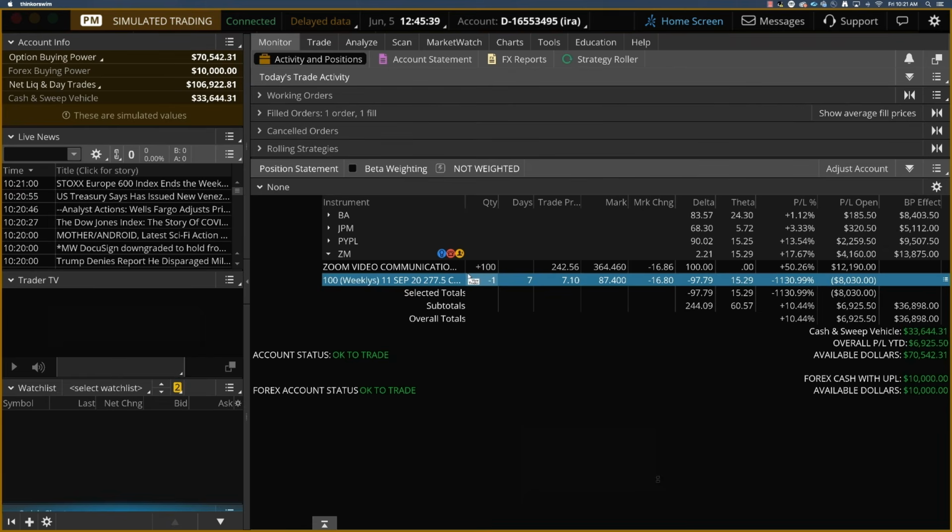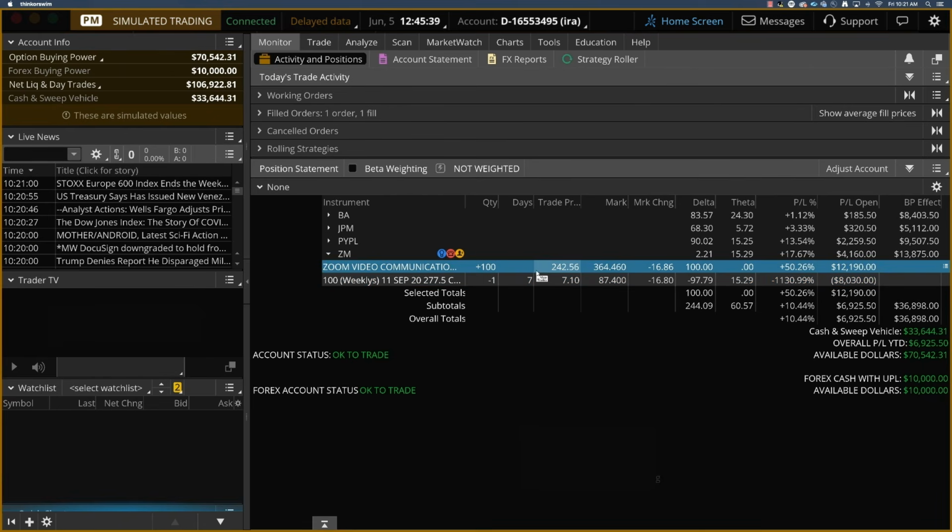Now, first off, let's just take a look at where the paper money account bought the shares. Well, the paper money account bought the shares at $242.56, and the stock price is way higher than that. Now, you know that in the COVID-19 environment, a lot of people have been using Zoom technology for their conference calls. So the stock has had a big move to the upside.